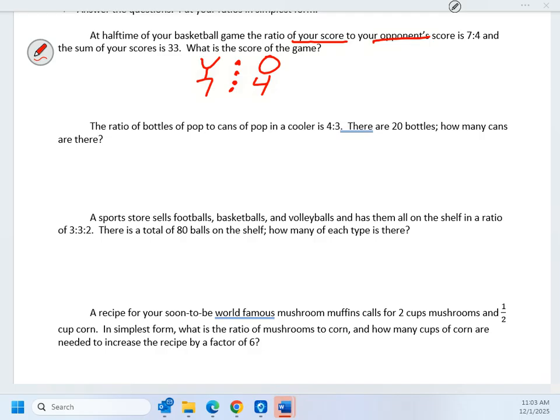So what do you think my next step is? 7 to 4 is the simplified ratio. We need to find the actual score. So what do I have to do, Joe? You can add 7 plus 4. What does that equal? 13. No, 11. Okay. That's not the actual, our score is 33. The sum is 33. So now what do I do?